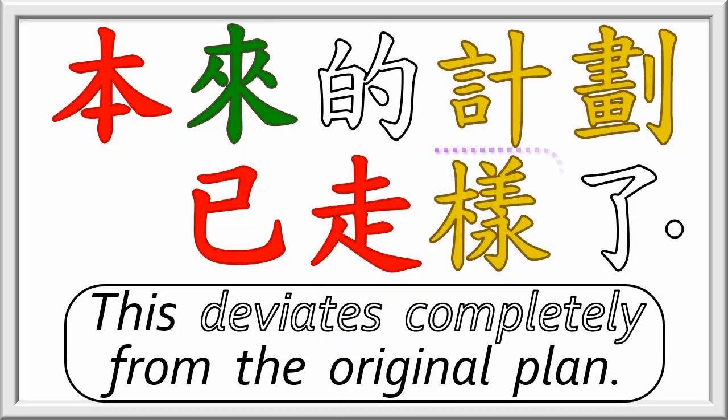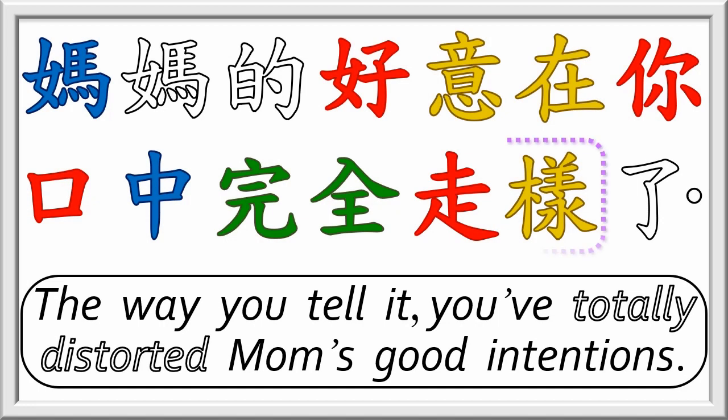When something loses its original shape or outline, this can be expressed by 走样, literally, the shape went away. 本来的计划已走样了. This deviates completely from the original plan. 妈妈的好意在你口中完全走样了. The way you say it, you've totally distorted Mom's good intentions.